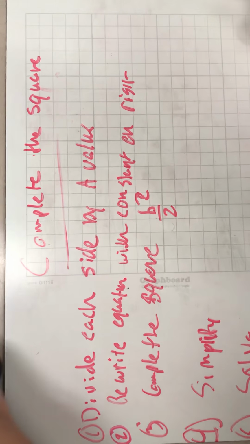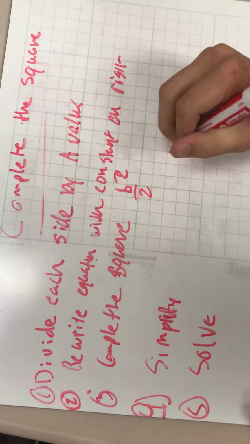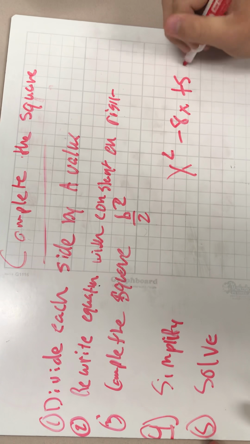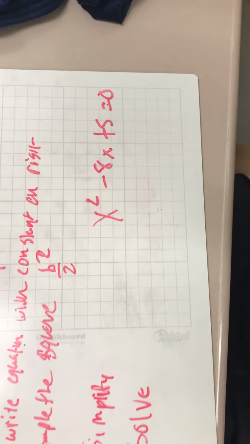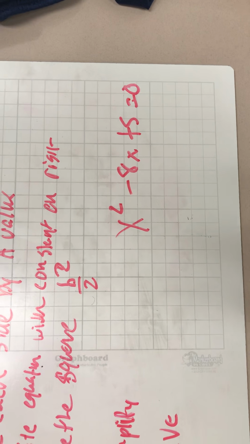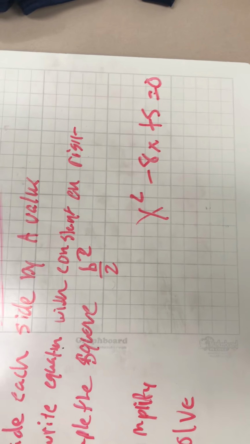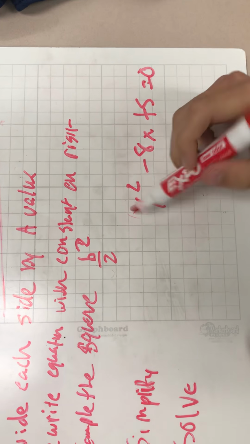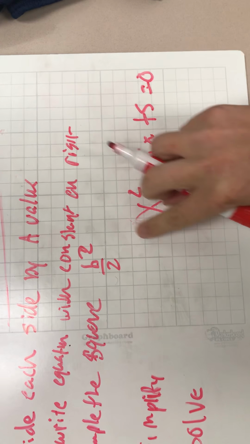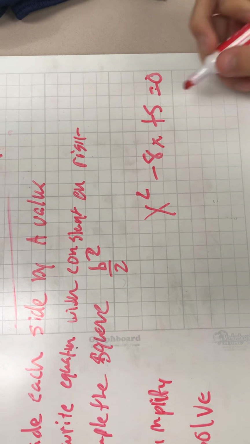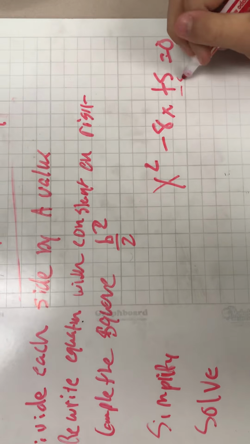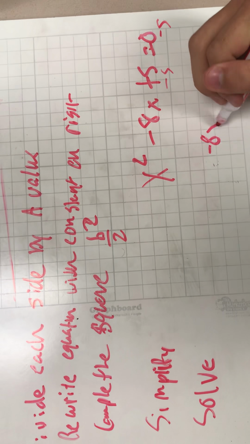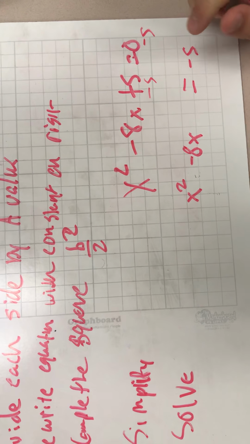Alright, so first here we're going to be working on the equation x squared minus 8x plus 5. First of all, we have to divide each side by the a value, and in this case the a value is just 1, so we don't have to worry about that. Next we're going to rewrite the equation with the constant on the right, so we're going to subtract 5, minus 5 on the right, minus 8x, x squared, leave everything the same.